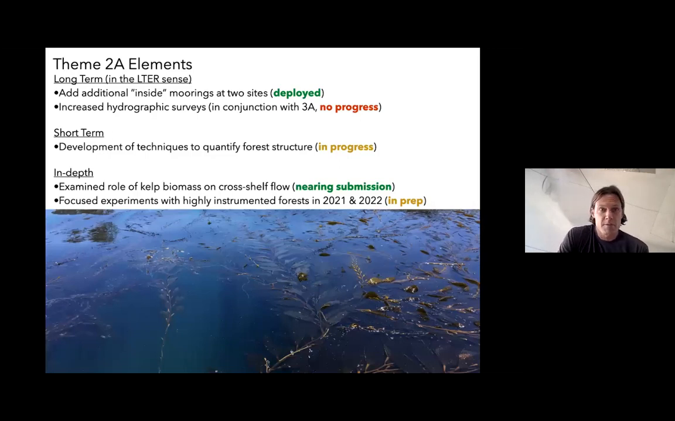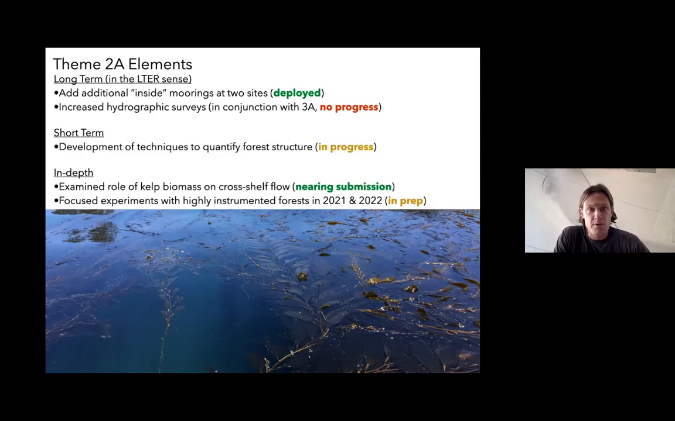So in terms of elements of theme 2, we have a couple of long-term elements, and I refer to this long-term in the LTER sense that we're hoping to be able to inform and have better insight into the existing data that we already have. And so we've added additional moorings at 2 sites. These have been deployed for about 1.5 years now, or a year and some months.